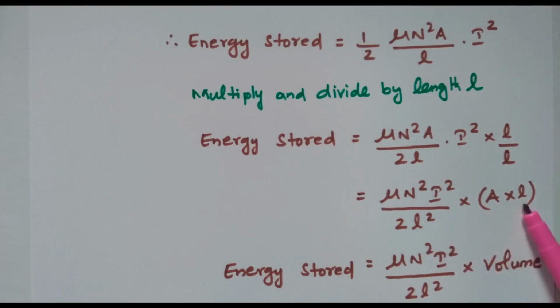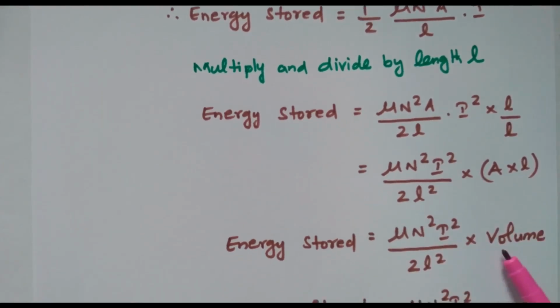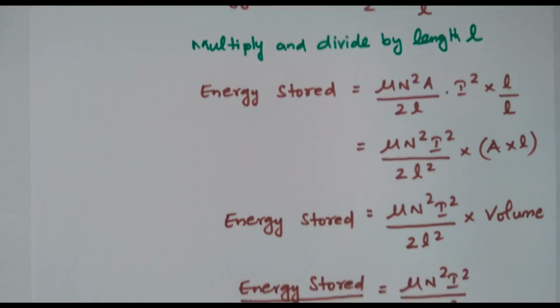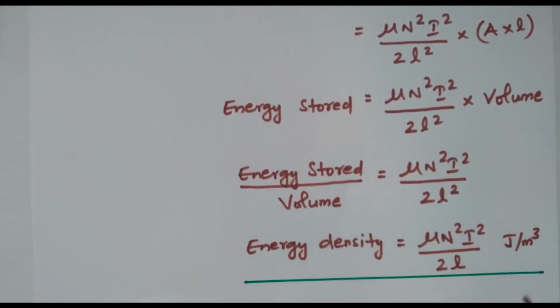What is area into length? Area into length is nothing but volume. Area refers to two parameters, into one more parameter. Three parameters means it is a volume, right? Breadth into height, we can refer to as the area, into length. Length, breadth, height means it is a volume, right? Now energy stored equals mu n square I square divided by 2l square into volume, right? Now bring this volume into the denominator.